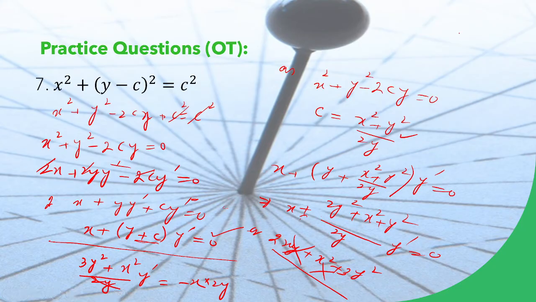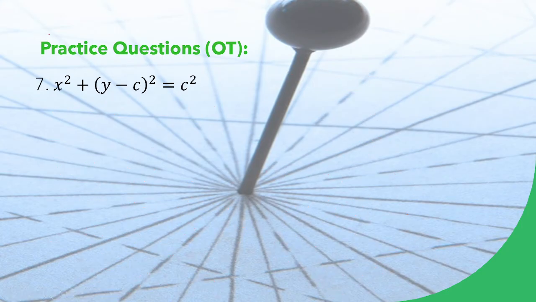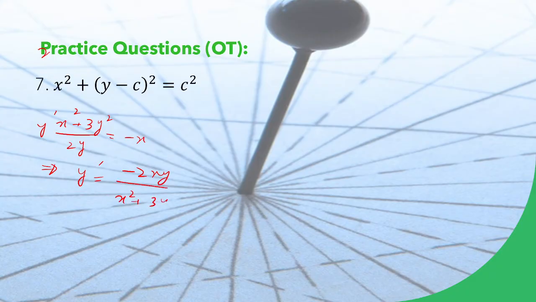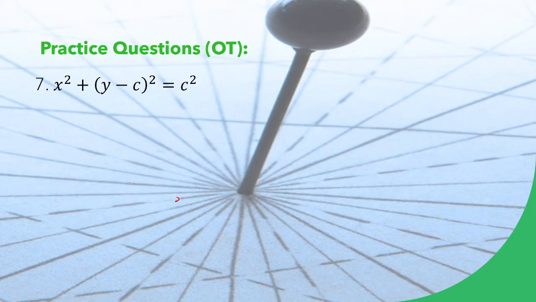Okay, so we have a differential equation now, which was x square plus 3y square divided by 2y is equal to minus x into y dash. So the differential equation becomes y dash is equal to minus 2xy divided by x square plus 3y square. So altogether the differential equation will become y dash is equal to minus 2xy divided by x square plus 3y square.